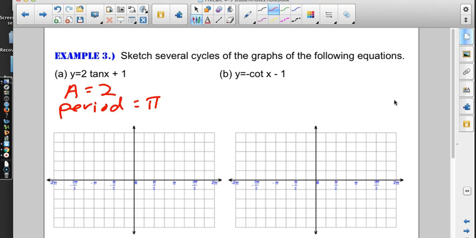And we didn't get a formal box for that formula when we did tangent and cotangent, but remember that the period for any of these tangent or cotangents is just going to be pi over the absolute value of B, whatever we find there, if there is one. And then I look at the 1 in the back and I say, well, this is going to be a vertical translation.